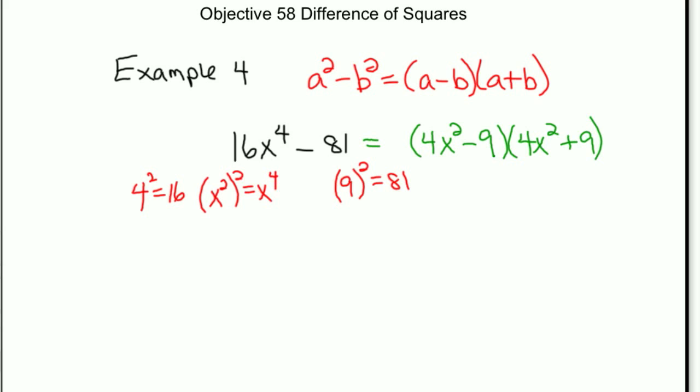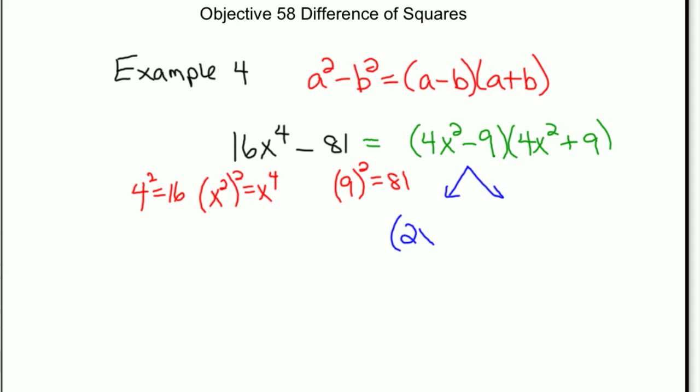Now before I get myself all in a hurry here and say that my problem is complete, I need to check my parentheses to make sure that the rule doesn't apply again. Well, as I look, 4x squared minus 9, 4 is a perfect square, x squared is a perfect square, and so is the 9. I also have the minus sign that's required for the difference of squares rule. So that means that this particular thing can continue. So I'm going to factor out that 4x squared minus 9 using my greatest common factor, my difference of squares rule.